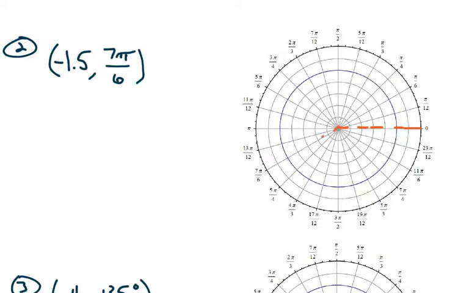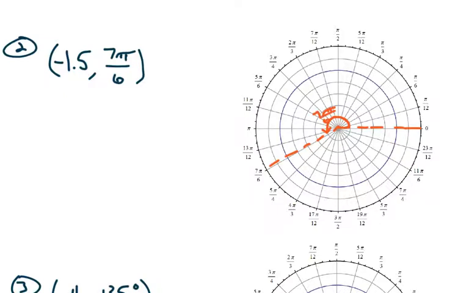7 pi over 6 is out here, and this right here, this angle. That's a really bad circle, so let's draw this. This is going to be right about in here. Actually, I'm going to do this. This isn't great, so we'll just try to keep it as tight as we can. This right here is 7 pi over 6 radians.